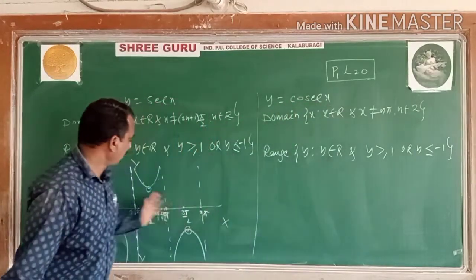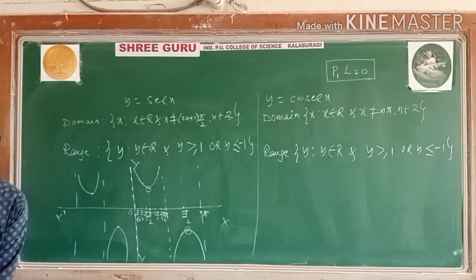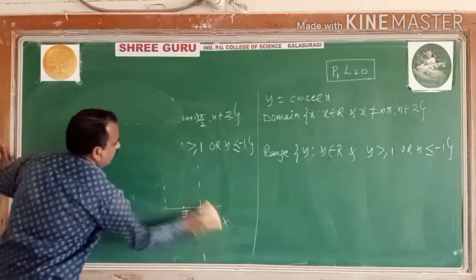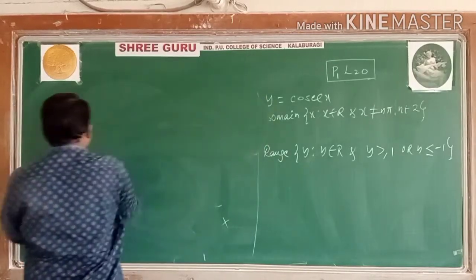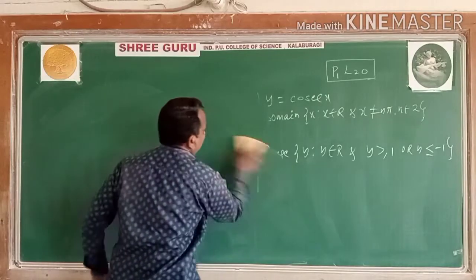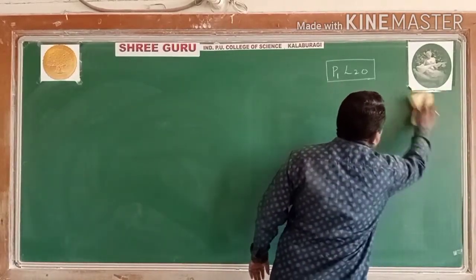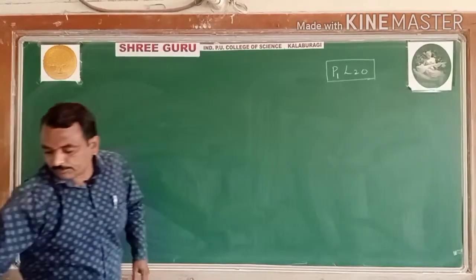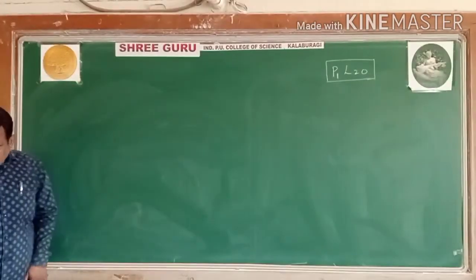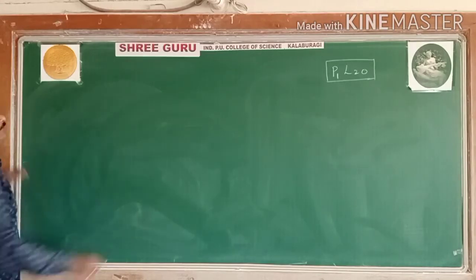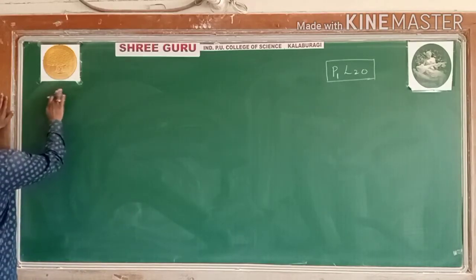I hope you have drawn this graph here. I have given homework. We have discussed the 5 graphs here: sin x, cos x, tan x. I think you have drawn the graph of cosecant x, that last one I gave for homework. Now let us go to the next topic.